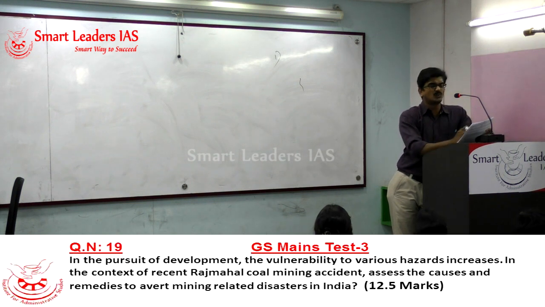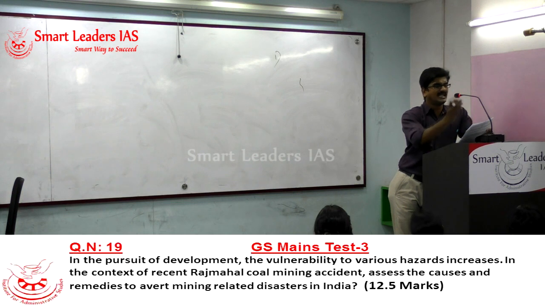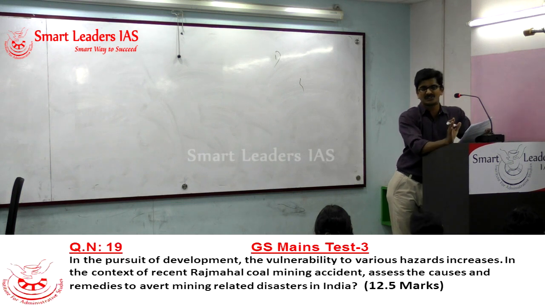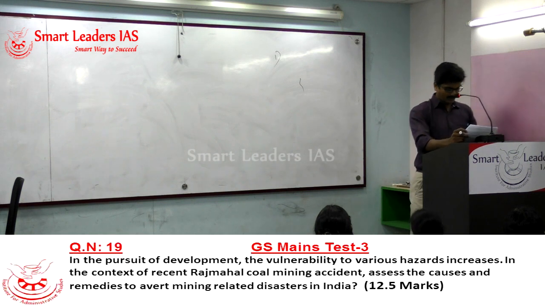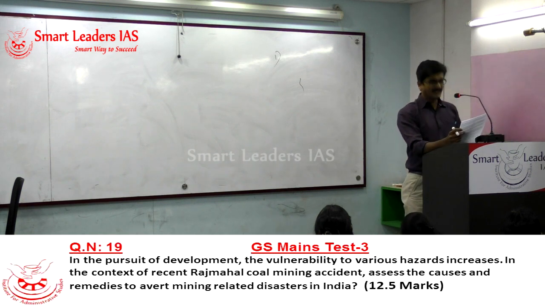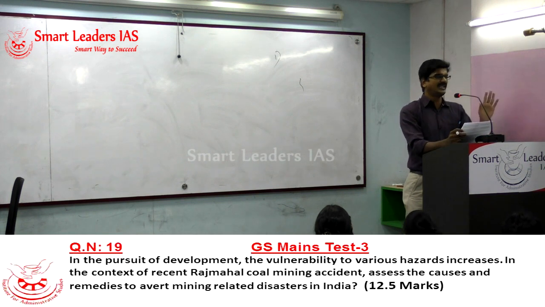So this is one such question. Whether the collapse of the coal mine can be considered a disaster or not is not the question. 23 lives were lost due to the inadvertent non-adherence to the policies. It is a disaster. So it is in this context. The first part, in the pursuit of development, the vulnerability to various hazards increases, has nothing to do with the answer that you have to give.